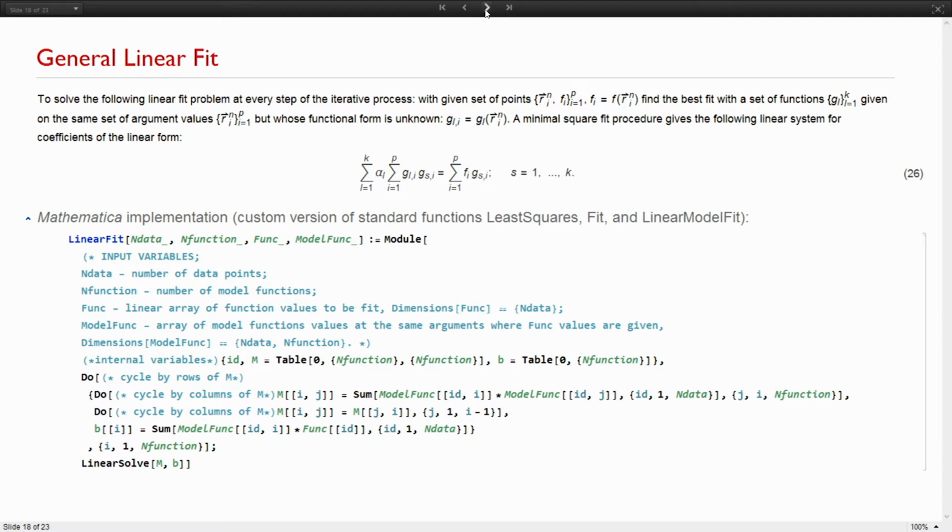So we need to solve one more problem. Model functions are not known in their functional form. They are given as tables at certain values of their arguments. So the custom function linear fit solves the problem of this fitting. It's nearly trivial.